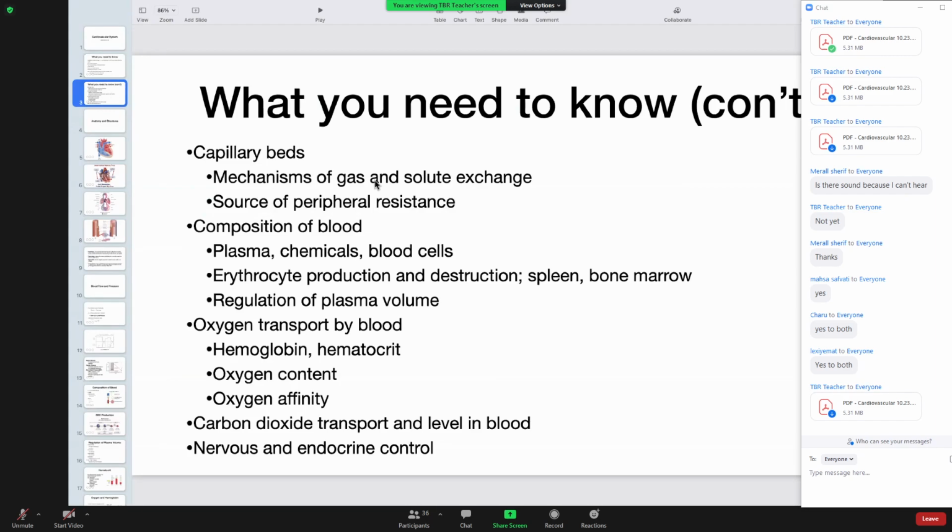And then we're going to look at capillary beds, what they do, and how they cause an exchange of gases, how they release the oxygen and take up carbon dioxide for you to then breathe out, which we'll talk about more in the next lecture as well. And the composition of the blood. So it's not just red blood cells and water. There is a plethora of stuff. We're also going to get a little bit more into the nitty-gritty of oxygen transport via hemoglobin, and specifically the oxygen affinity for the hemoglobin itself.